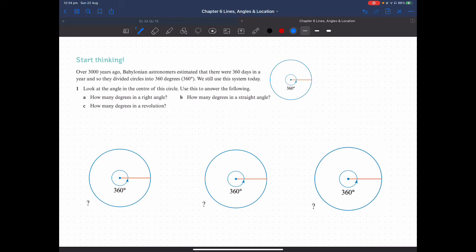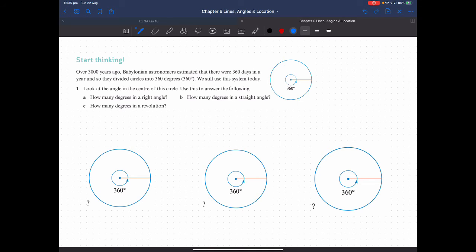Now we're going to consider a circle. So we're given some text. Over 3,000 years ago, Babylonian astronomers estimated there were 360 days in a year, and so they divided circles into 360 degrees. And that's what we still use now. Look at the angle in the center of this circle. Use this to answer the following. How many degrees in a right angle? Okay. Now, how many degrees in a right angle?